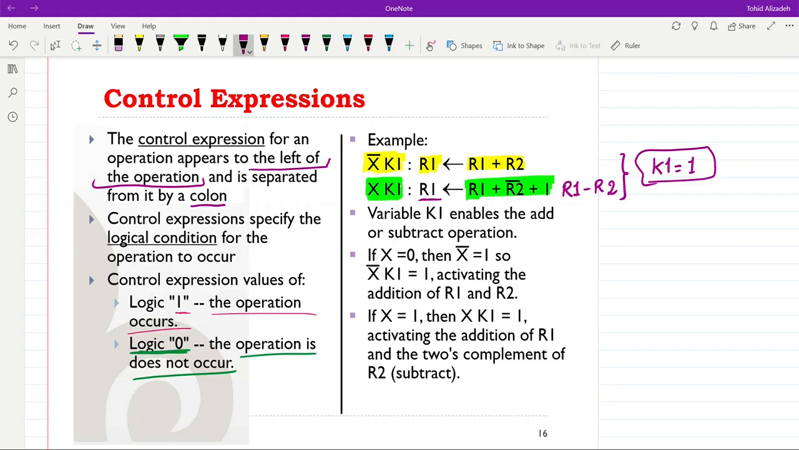That's again written here as well. When x is equal to 0, then not x obviously is equal to 1, and if k1 is also equal to 1, then not x and k1 will be equal to 1, and therefore the addition of R1 and R2 will be performed. On the other hand, if x is equal to 1 and k1 is equal to 1, then x and k1 will be equal to 1, and in that case the subtraction will happen.